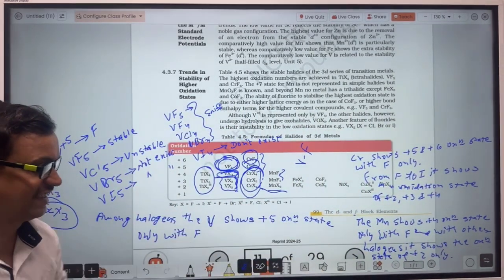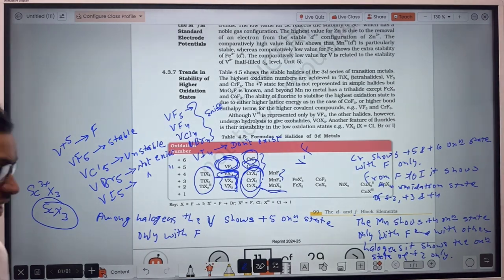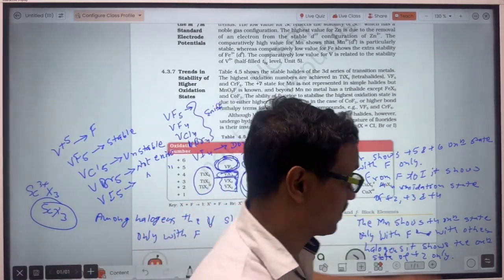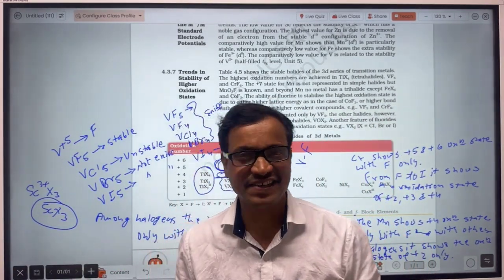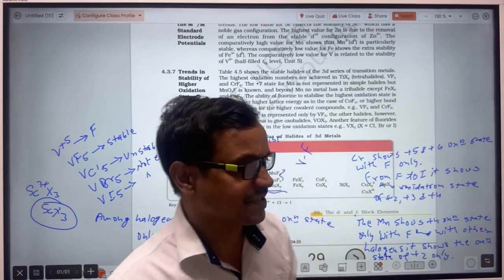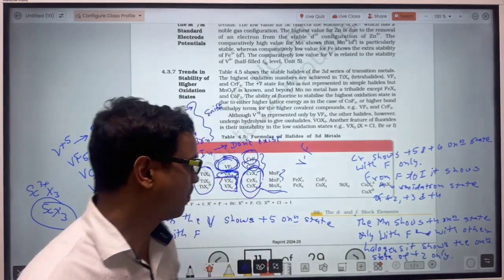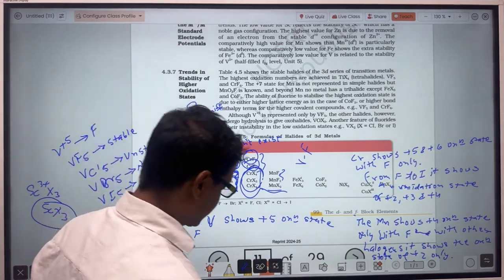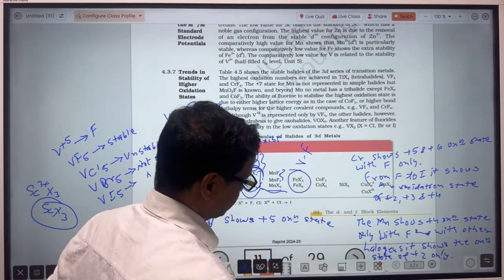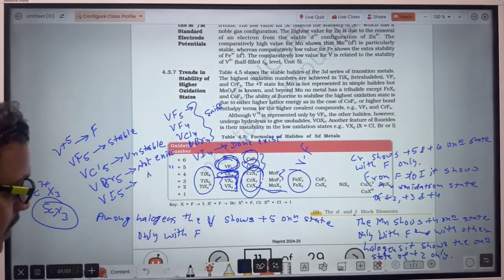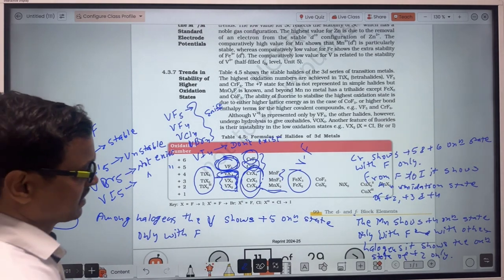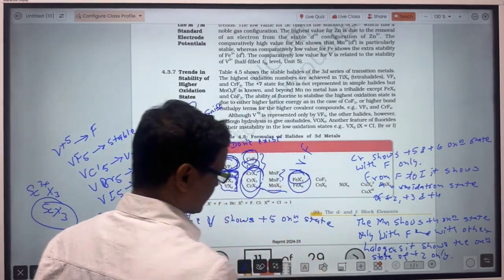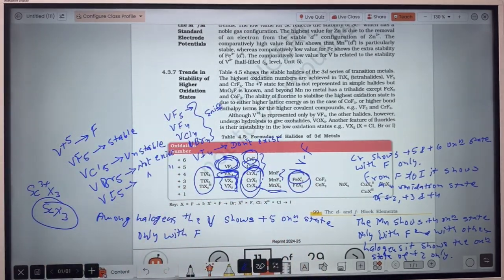These points are very important for your NEET, and more important for your IIT and NEET examinations. In the CUET examination, there is also a high probability of this question being asked. Same with iron: +2 and +3 oxidation states. Iron shows the +3 oxidation state with fluorine, chlorine and bromine, but not with iodine.